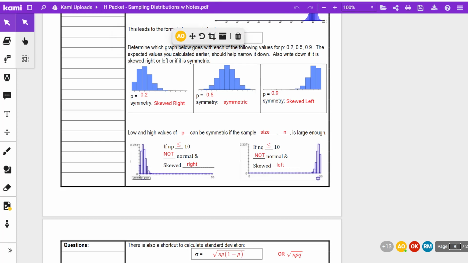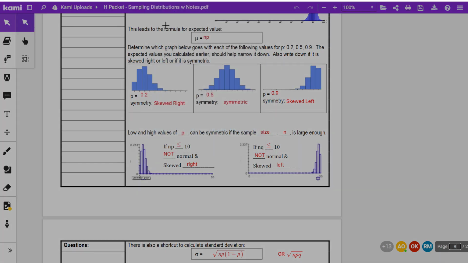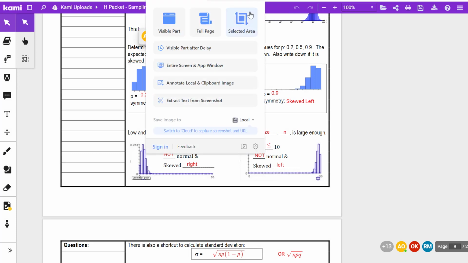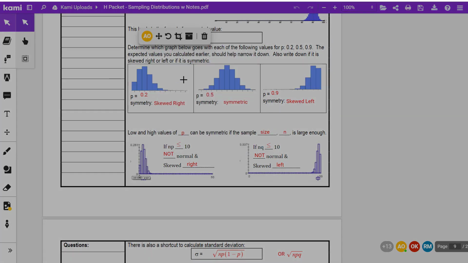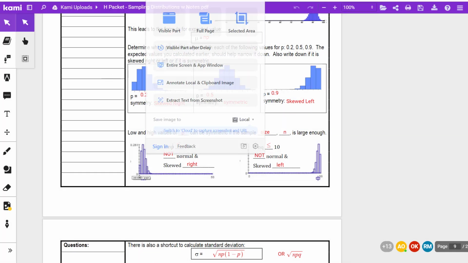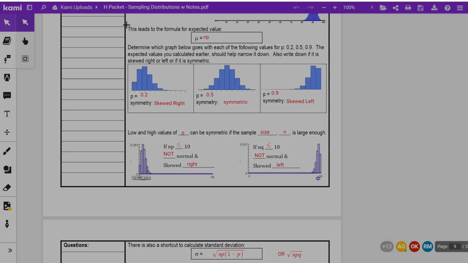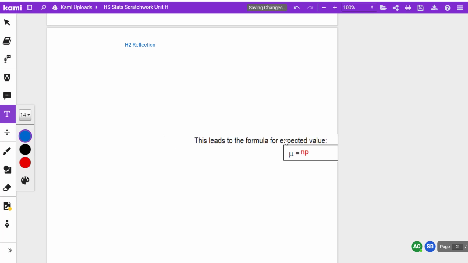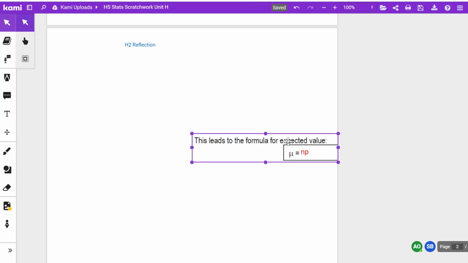All right, so some of the key things we want, I'll just screen capture them out of the packet. So we need to know that mu equals n times p. That's important. Actually, let me copy it this way, get the whole sentence. All right, capture. There we go. Formula for expected value. We're going to need that. That's in your notes.